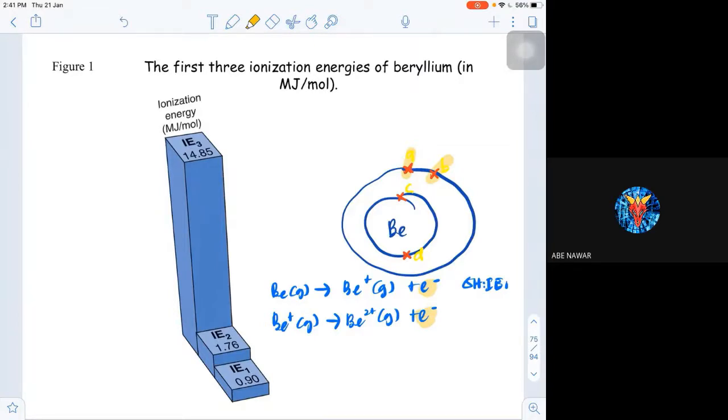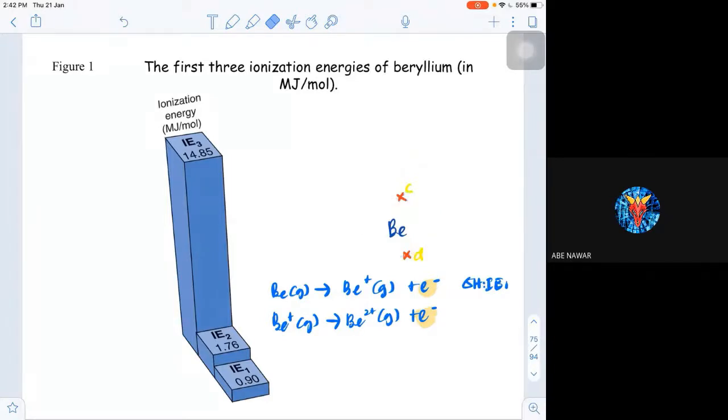After we have removed A and B, it means that we don't have this n equal to 2 outer shell anymore. Then we start to remove C and D from the inner shell, which is much closer to the nucleus. That is why there is a very significant difference after we remove the first 2 electrons. To remove C, it requires this amount of energy. That is why there is a big jump here.